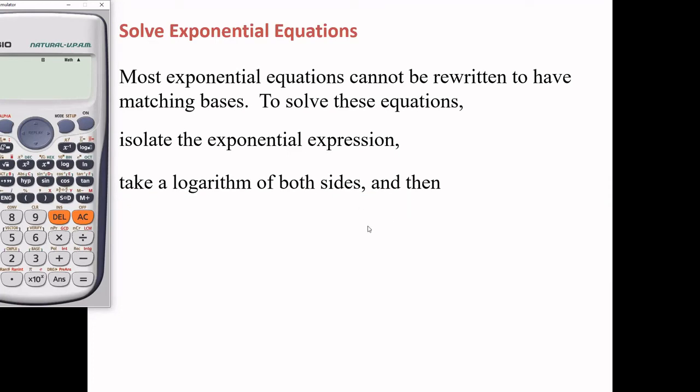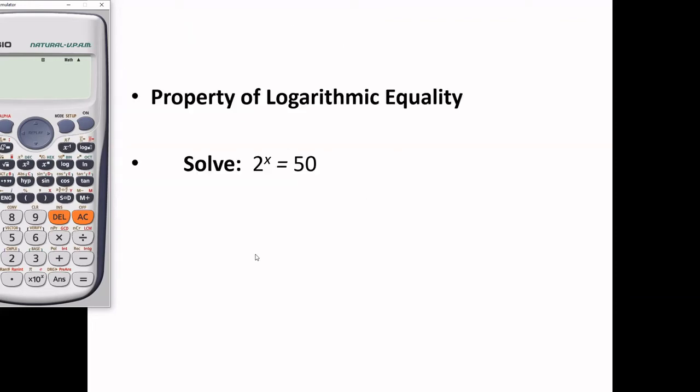Now, remember, you can multiply both sides of an equation. You can divide both sides. You can square root both sides. You can square both sides. You can cube both sides. As long as you do the same thing to both sides, you're okay. Well, you can also put a logarithm on both sides. And then you use the power property. And let's look at these.